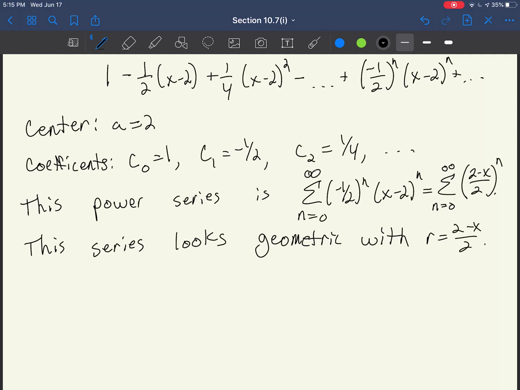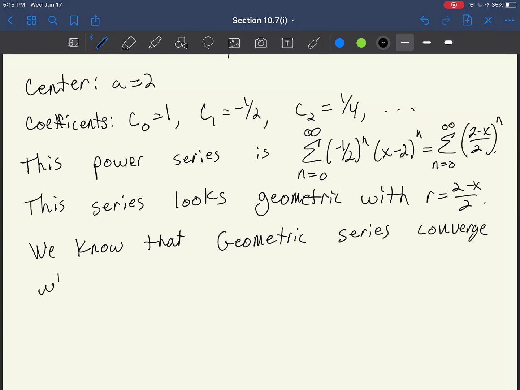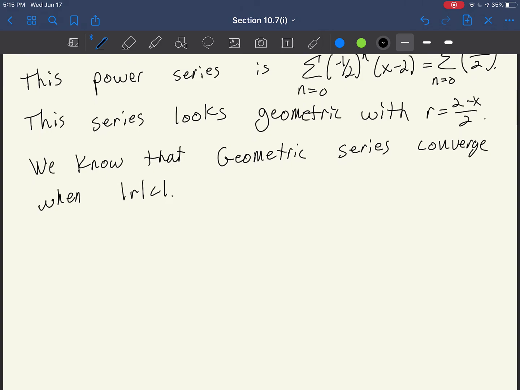With r equaling (2 - x)/2, we know stuff about geometric series. We know that geometric series converge when the absolute value of r is less than 1. So we're going to use this to solve for x to see when this series will converge.